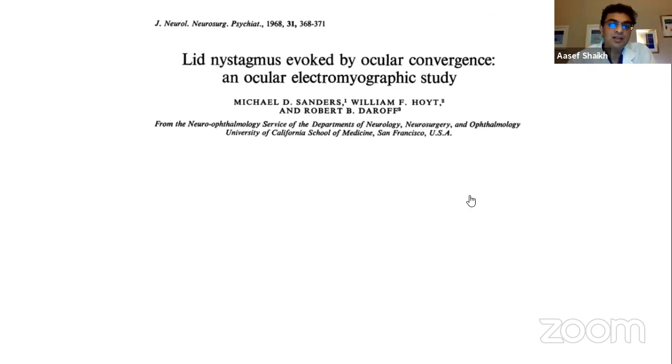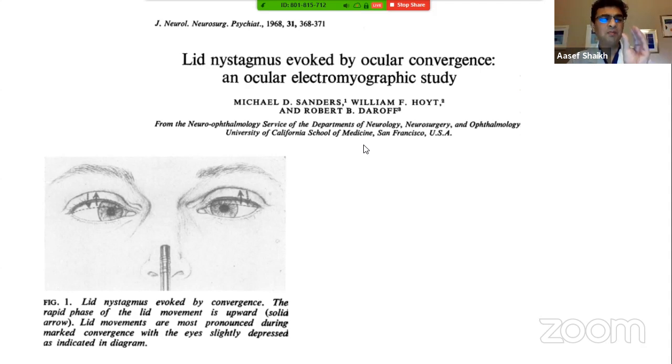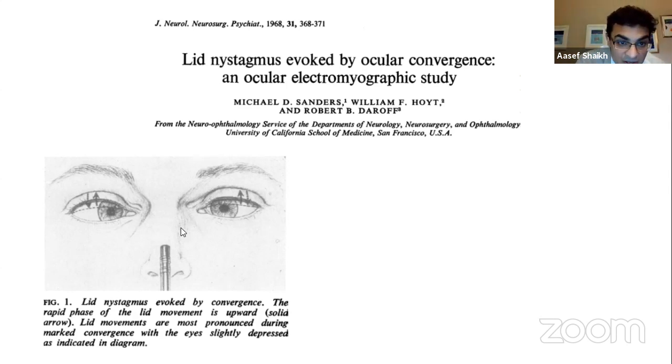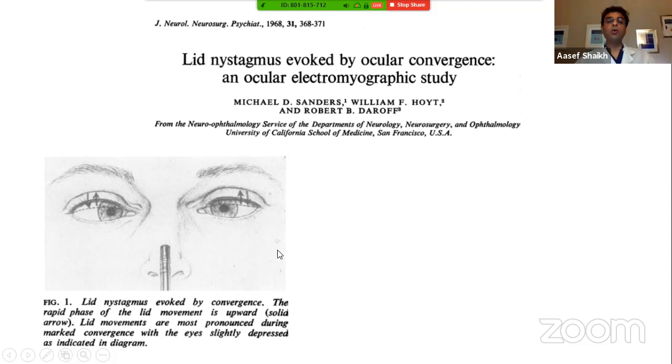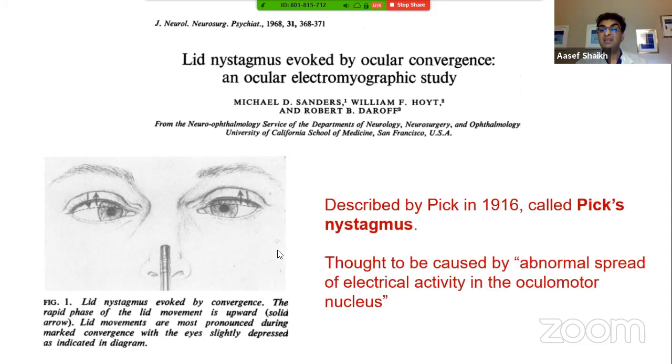Lid nystagmus is actually not something that we discovered. We have known it for many years, and it was well characterized by my mentor, Bob Daroff. Lid nystagmus in their patient was present along with a bad vermis cerebellar lesion, and it was evoked by the convergence of the eyes. Whenever the patient converged the eyes, as you can see in this sketch from Daroff's paper, the patient also had vertical lid movement. So ocular convergence had a correlation with the lid nystagmus. It was originally described by somebody called Pick in 1916, and it was called Pick's nystagmus. Daroff and Pick and all these people came up with the explanation that there is an abnormal spread of electrical activity in the oculomotor nucleus during these maneuvers that causes lid nystagmus.